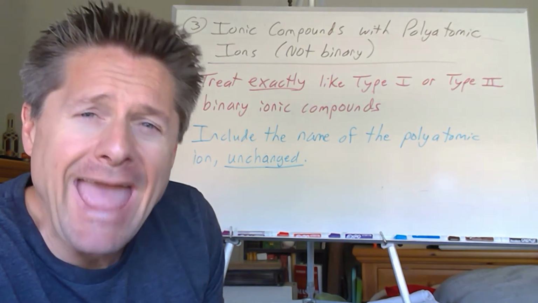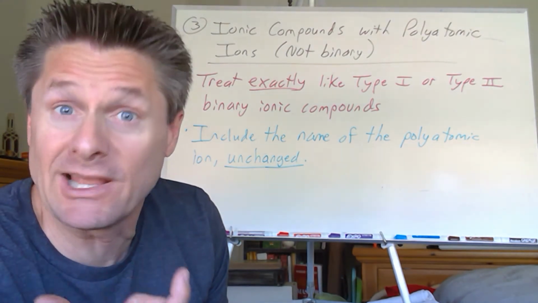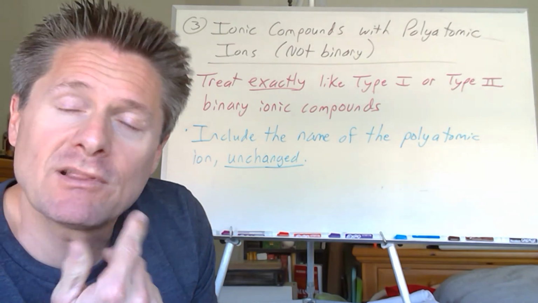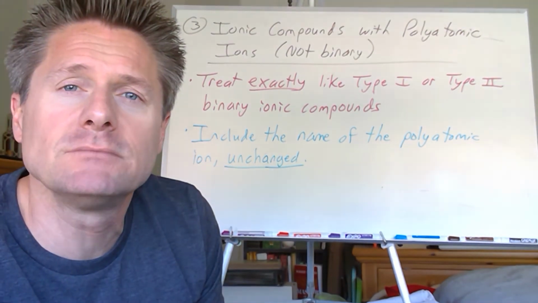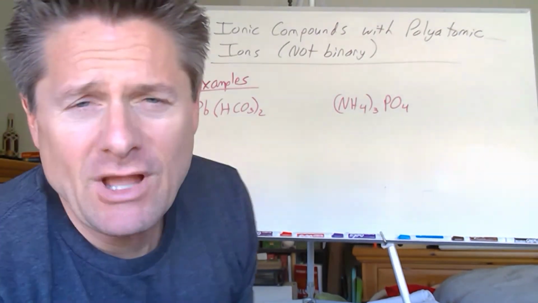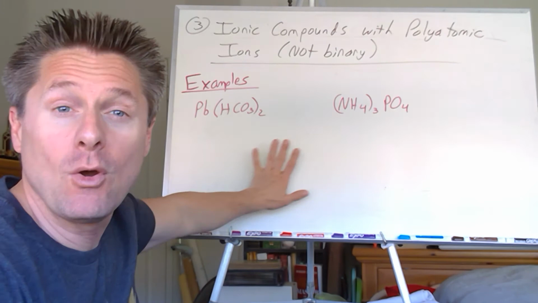If it's a cation that's got a positive charge, like the ammonium ion or something, you just stick an ammonium there. Then you don't have to worry about the type 1, type 2 metals. Let's stick a couple examples up on the board, and we'll be done with ionic compounds. Here's a couple examples for you. See if you can pause the video and name those for me.